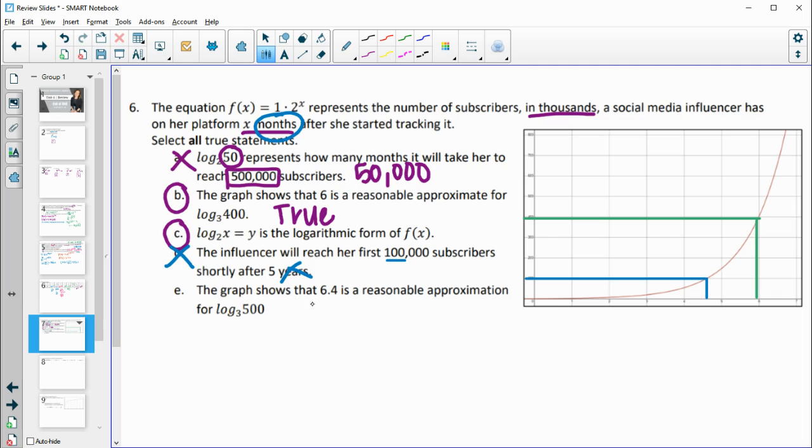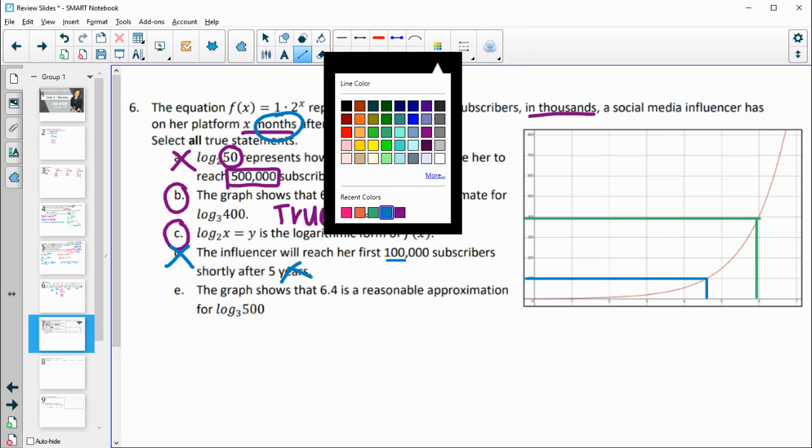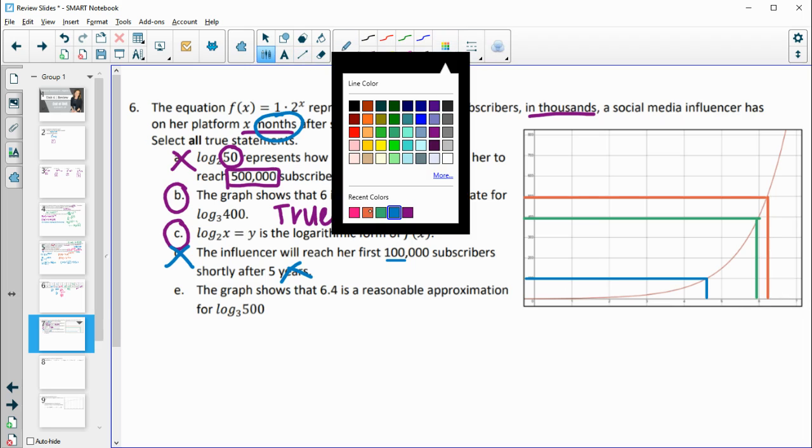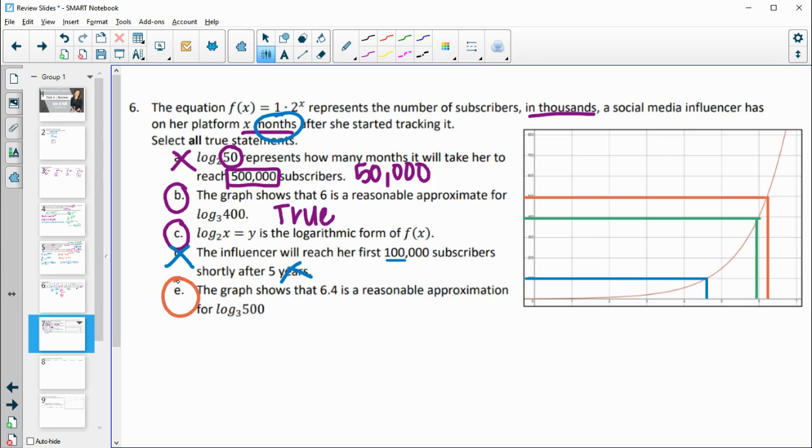Part E, the graph shows 6.4 is a reasonable approximation for log base 3 of 500. So let's take a look at 500 as our output. So 500 is here. Okay, touches the graph going down here. So somewhere after 6, right? So between 6 and 7. So 6.4 months would be a reasonable approximation for that. And so then that means after about 6.4 months, she's going to be at 500,000 subscribers.